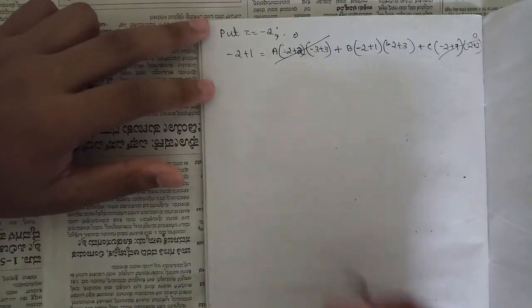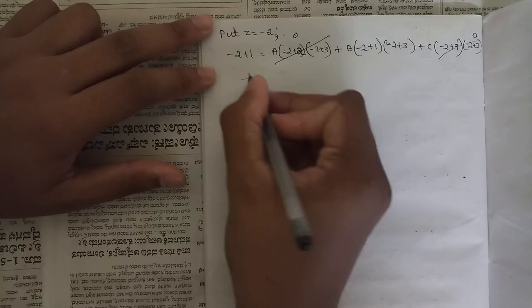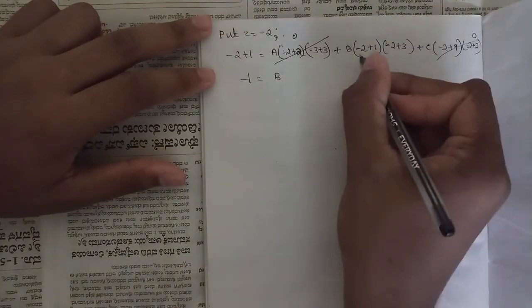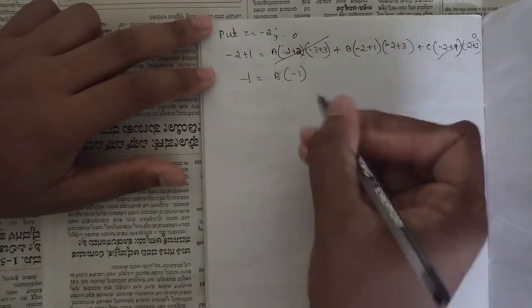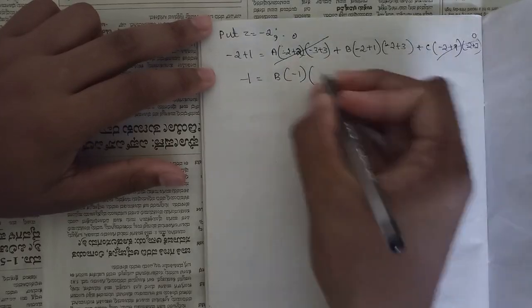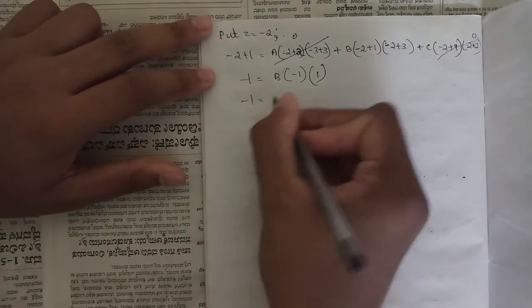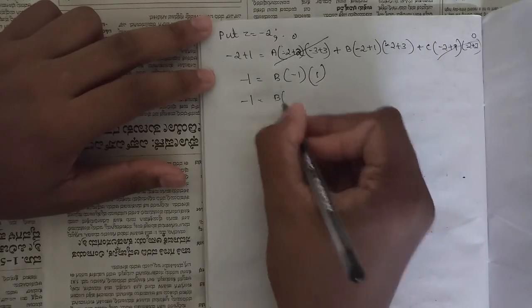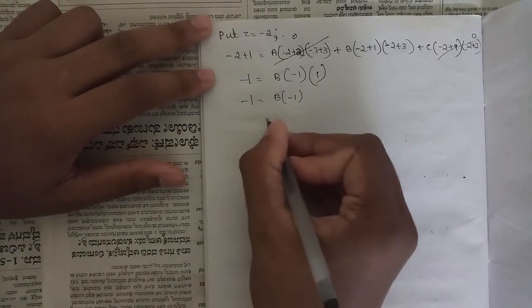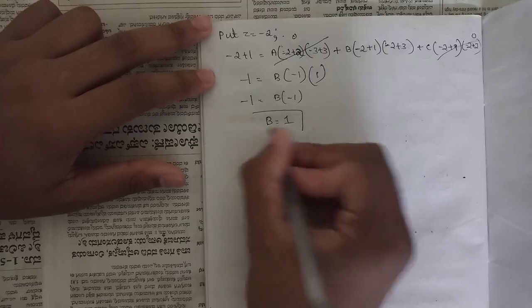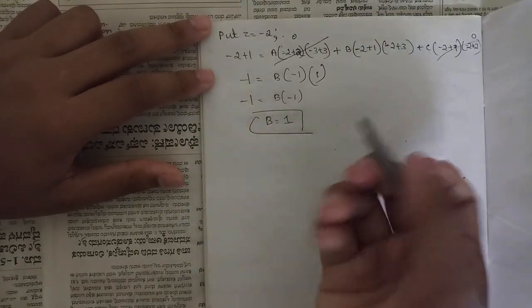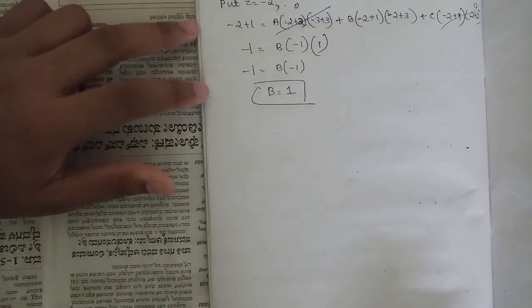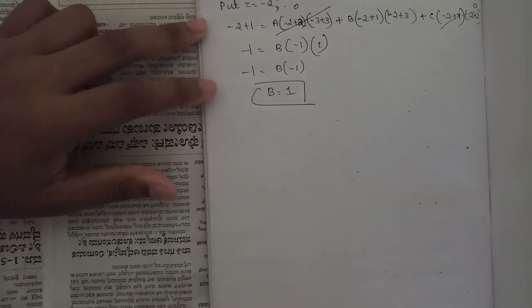Now we can cancel these two terms because minus 2 plus 2 is 0 in both the cases here. So the remaining term is minus 2 plus 1 is minus 1, b into minus 2 plus 1 is again minus 1, minus 2 plus 3 is 1. So minus 1 equal to b into minus 1 into 1 is minus 1. Therefore the value of b equal to 1, since minus b equal to minus 1, so we can write b equal to 1. Okay. So similarly find the value for c.